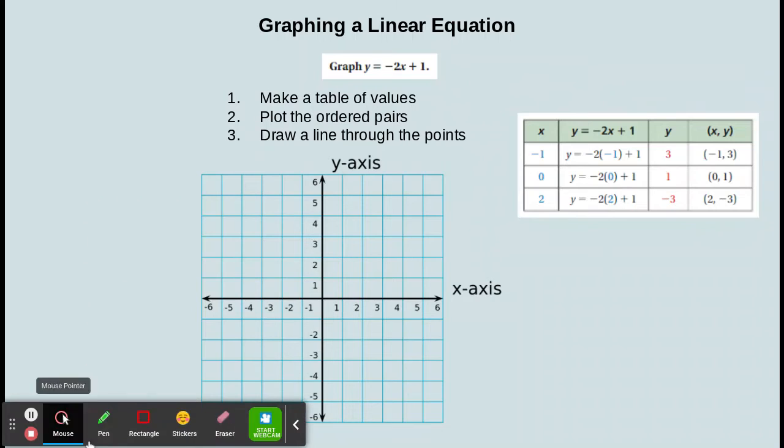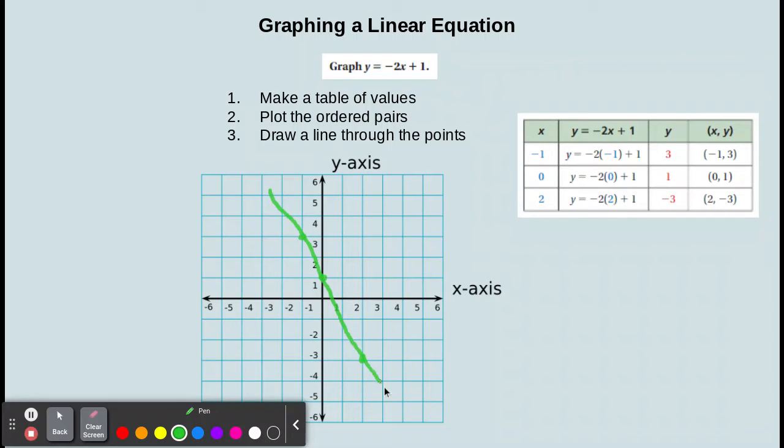Now we're going to plot those ordered pairs. So here we have an ordered pair of negative 1 comma 3. That's this point here. We have 0 comma 1. That's here. And 2 comma negative 3. That's there. Now if we were to draw a line, and I will try as best I can, through all these points, all the points on that line are a solution to this equation, meaning the ordered pairs on this line make this equation true.